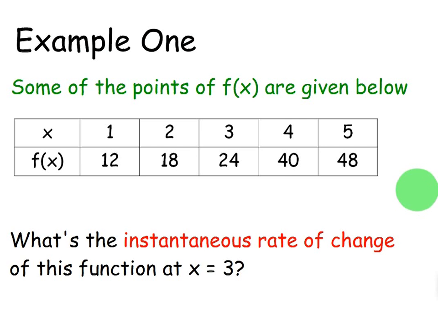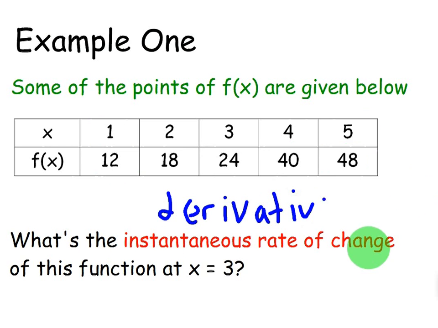So here we have a chart. Go ahead and copy this down. Some of the points for a function are given below. That means it's not all the points, right? We have 1, 2, 3, 4, and 5, and then some numbers associated. So the question asks, what is the instantaneous rate of change? And again, that just means derivative. We'll start using that word more, but I'm just going to write that word above it because it means the same thing. What is the derivative or instantaneous rate of change of this function at x equals 3?